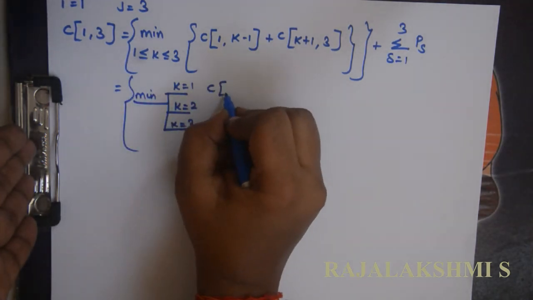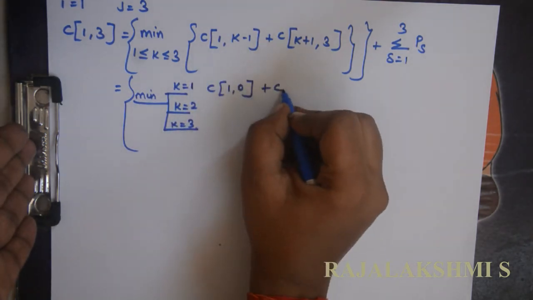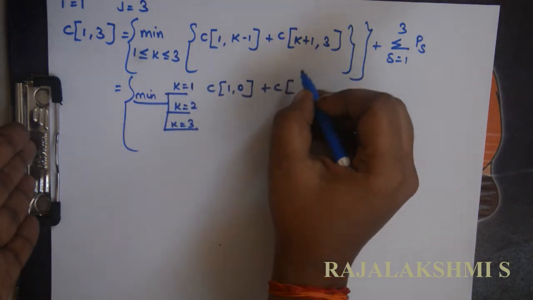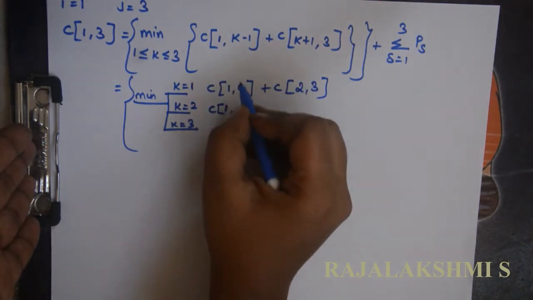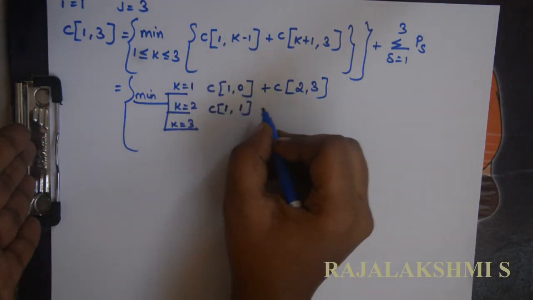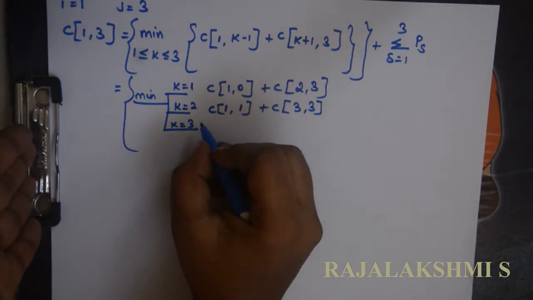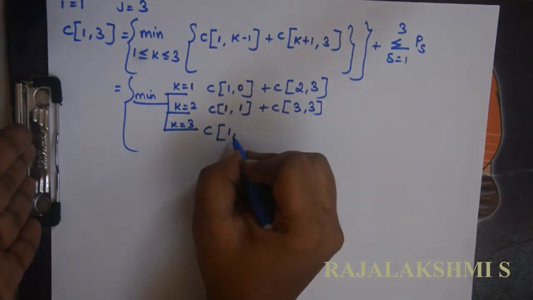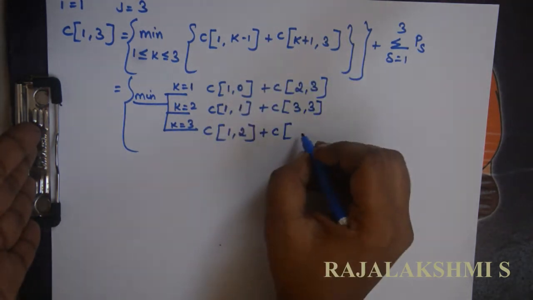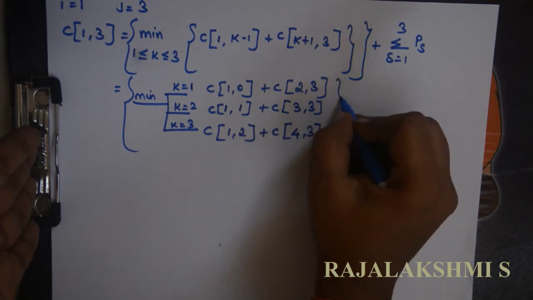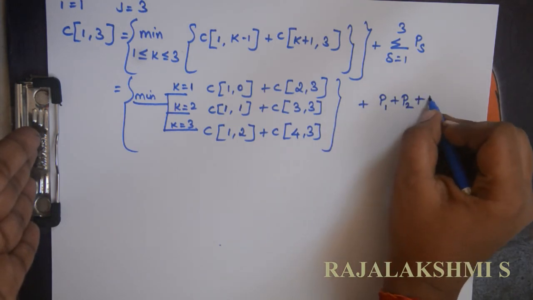Okay, so C of 1 comma k minus 1, k is 1, so 1 minus 1 it will be 0, plus C of k plus 1, so it is 1 plus 1, which is 2, 3. And similarly here C of 1 comma k minus 1, so it is 2 minus 1 is 1, plus C of k plus 1, so it is 3 comma 3. Then here C of 1 comma k minus 1, so it is 2, plus C of k plus 1, which is 4 comma 3, plus P1 plus P2 plus P3.